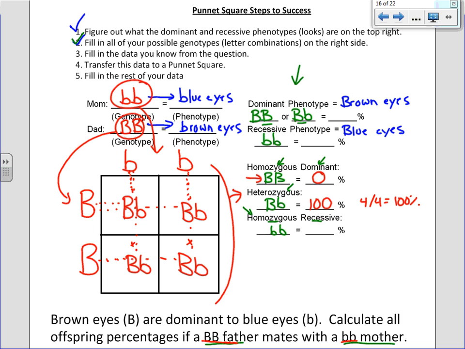And then for homozygous recessive, how many of the boxes are little b, little b? And again, hopefully in this case you recognize it's none, and 0 out of 4 is equal to 0%, which means you put a 0 right here.